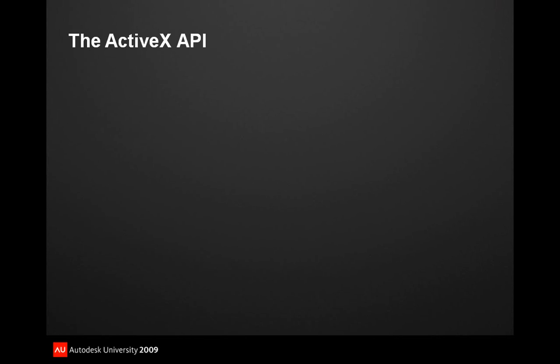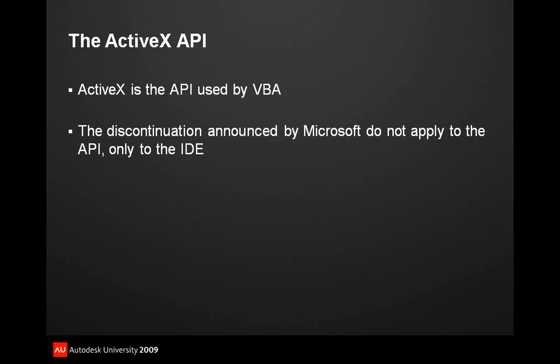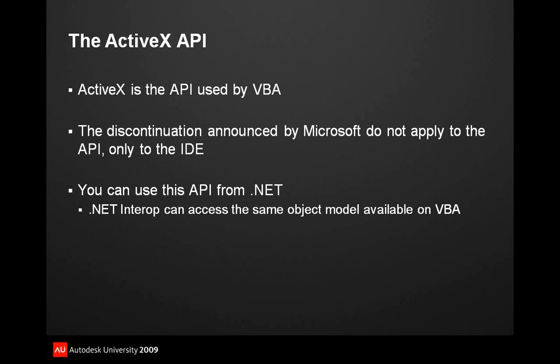The ActiveX API. Well, the ActiveX API is what we actually use from VBA. The discontinuation announced by Microsoft does not apply to the API, only to the IDE, so we can be sure that this API will be in AutoCAD for many future releases. And we can use this API from .NET, and using .NET Interop, we can access the same object model available on VBA.